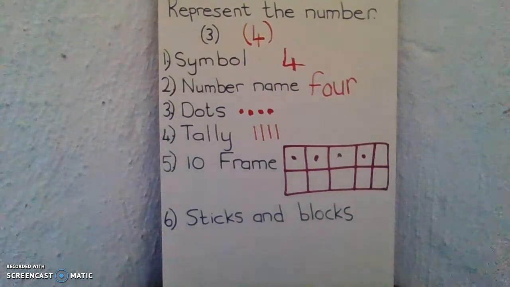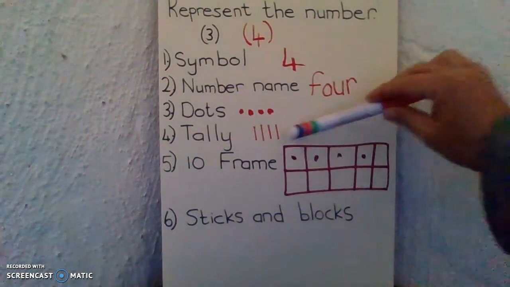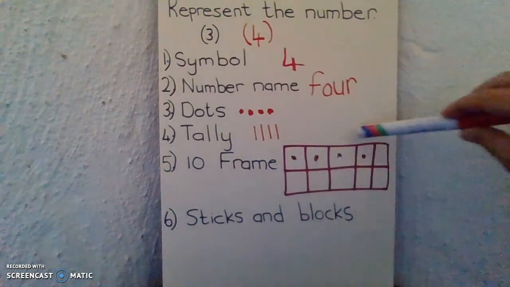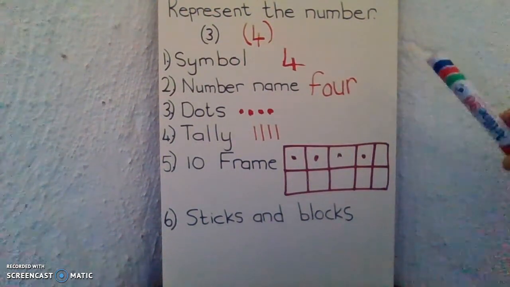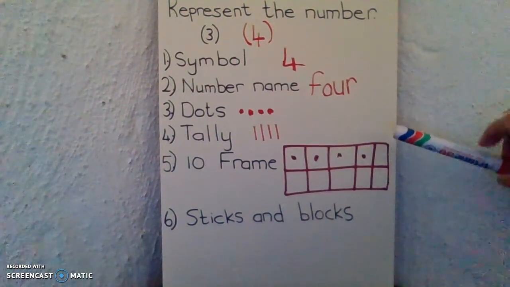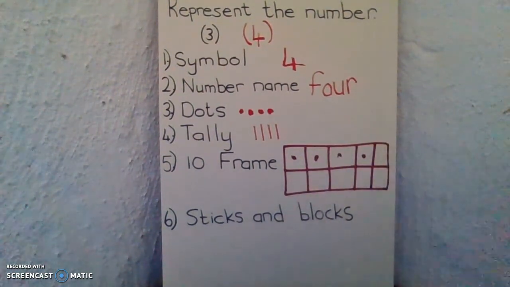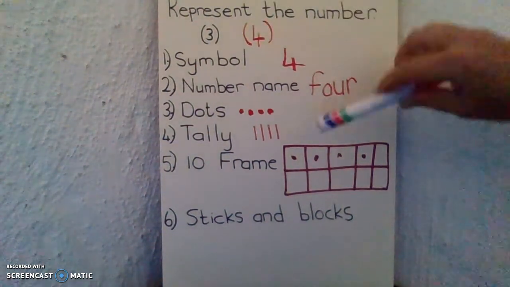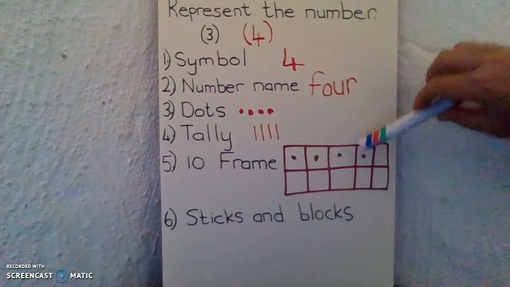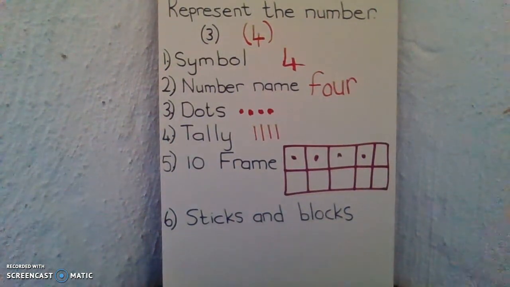And we learned how to draw the 10 frame. Remember, our 10 frame was a large rectangle, and inside which we drew 10 small squares, 1, 2, 3, 4, 5, 6, 7, 8, 9, 10. That's why we call it a 10 frame. And because we're learning number 4, we drew 1, 2, 3, 4 dots inside our 10 frame.